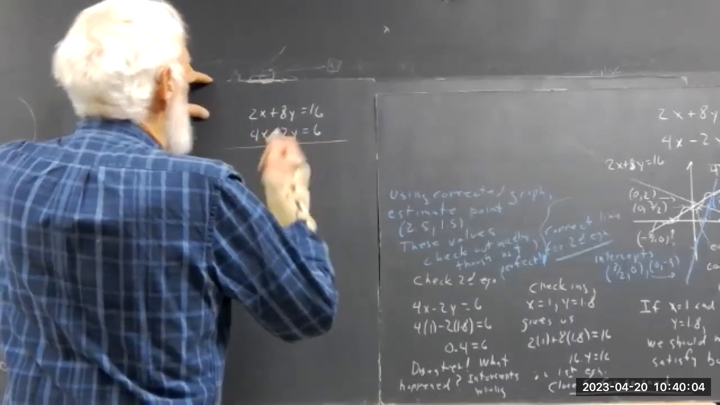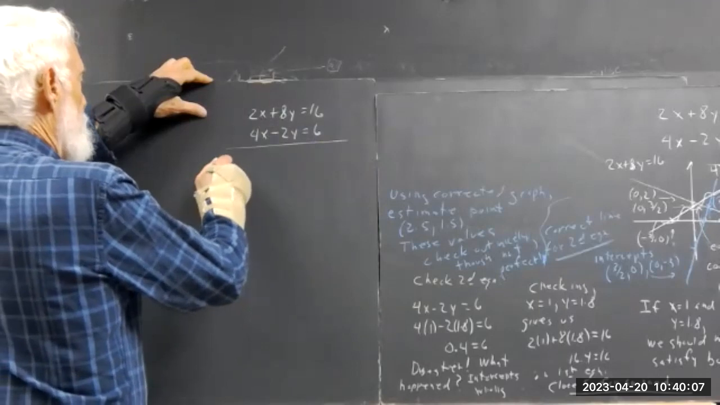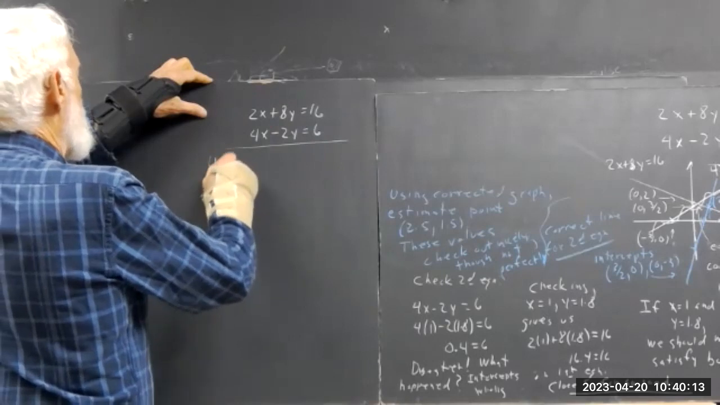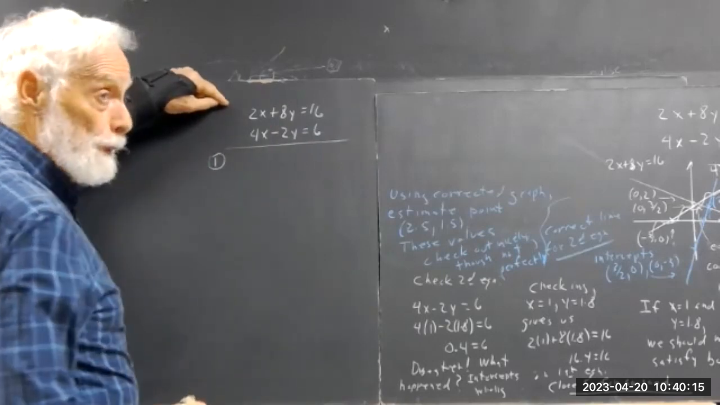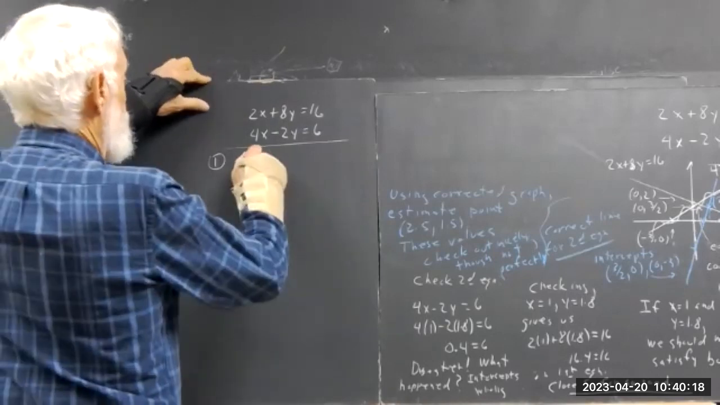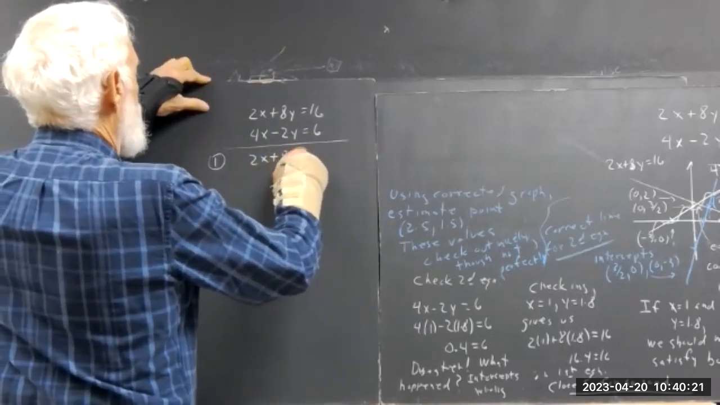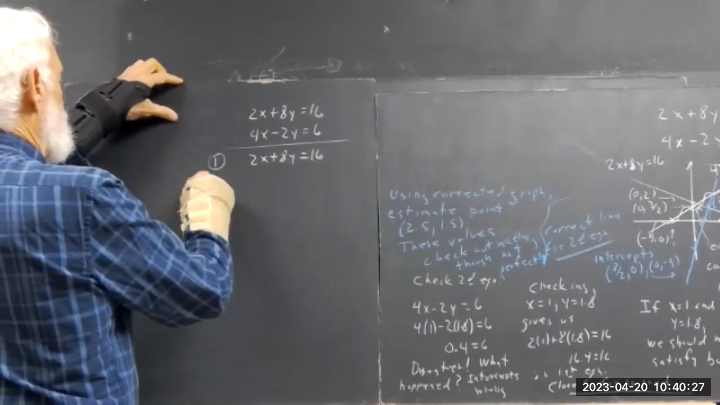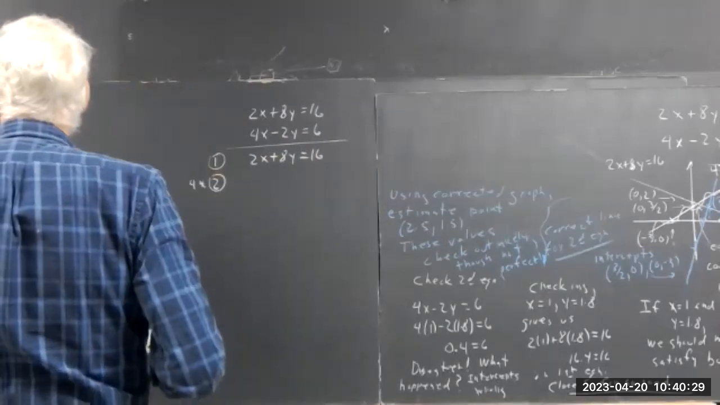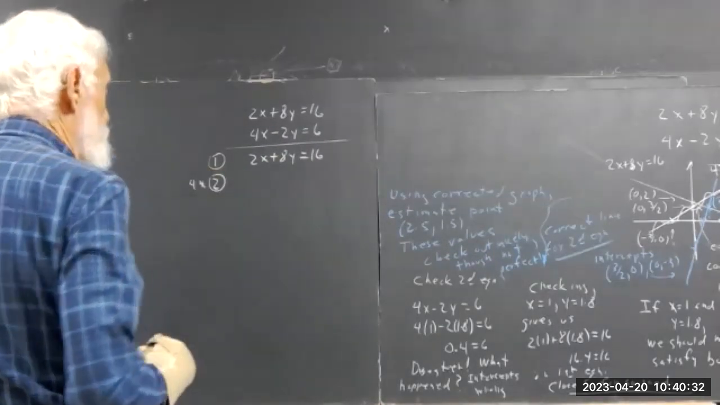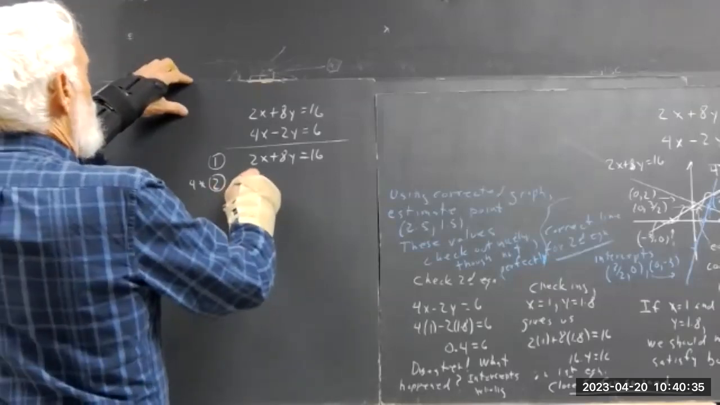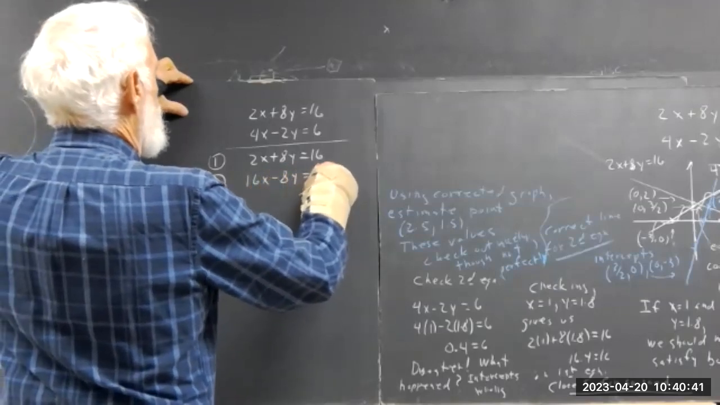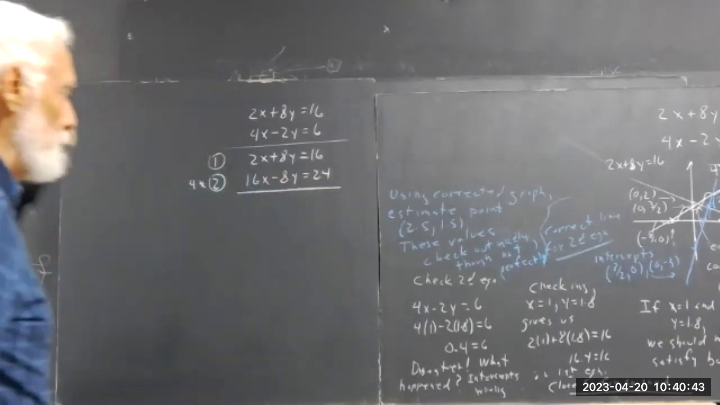Well, let's do that. Now I'm going to use a notation here. I'm going to call equation 1 this equation, okay? That equation is 2x plus 8y equals 16. And then I do 4 times the second equation. Gives me 16x minus 8y equals 24.